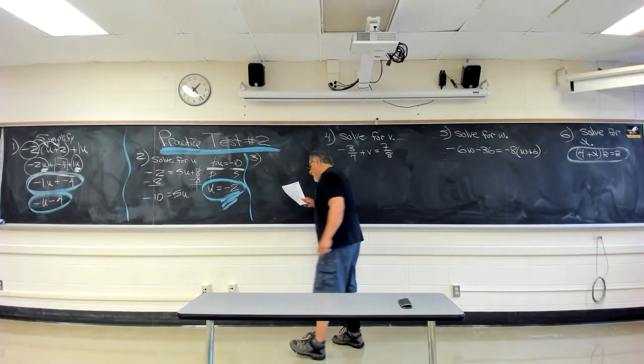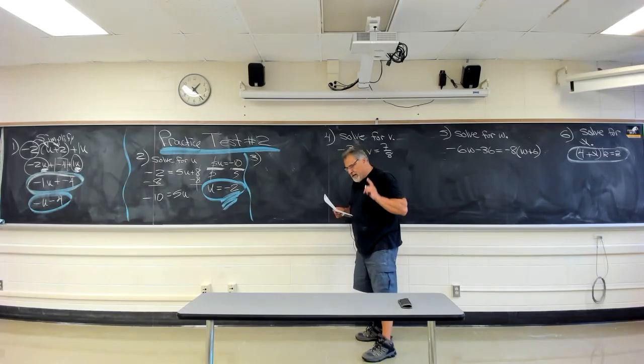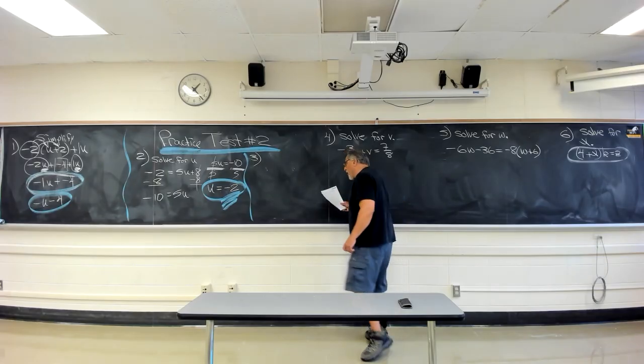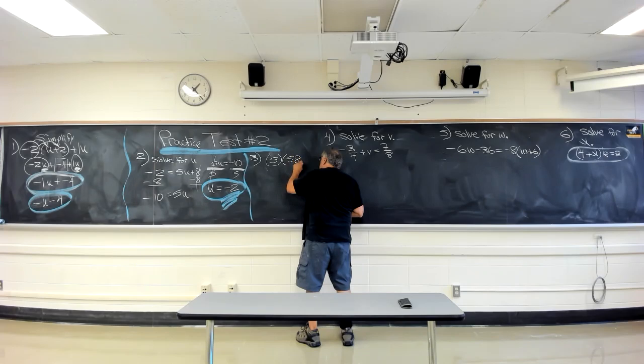Problem number 3. For each of the past 5 days, Teresa traveled 58.9 miles. For each of those 5 days, she traveled 58.9 miles. How many miles did she travel in all? Well, it's 5 days. Each one of them, 58.9.